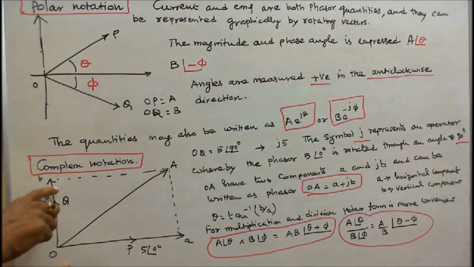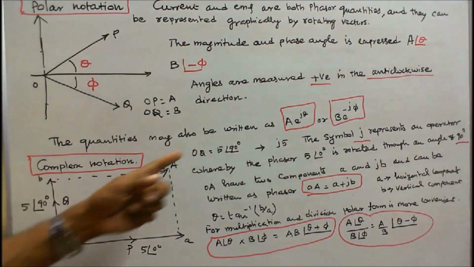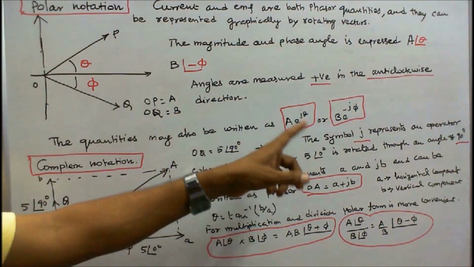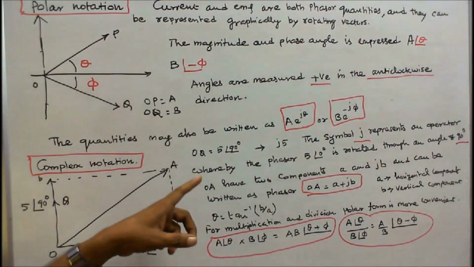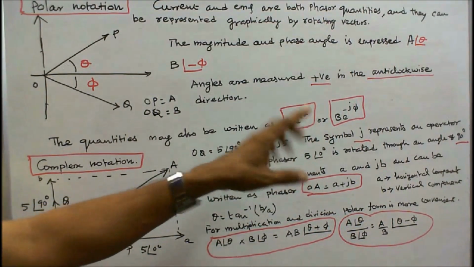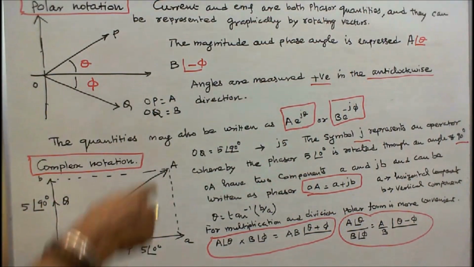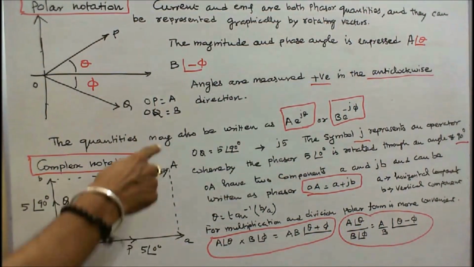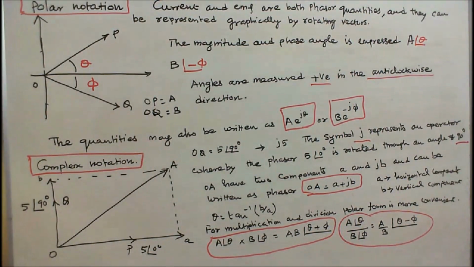The next is complex notation. This is OQ, that is equal to phi at angle 90 degrees. I can write j phi. The symbol j represents an operator whereby the phasor phi at 0 degrees is rotated through an angle of 90 degrees. OA has two components, A and jB, and can be written as OA is equal to A plus jB, where A is the horizontal component of OA and B is the vertical component of OA. Therefore, theta is equal to tan inverse of B by A.